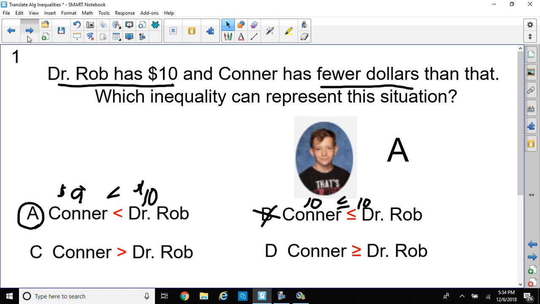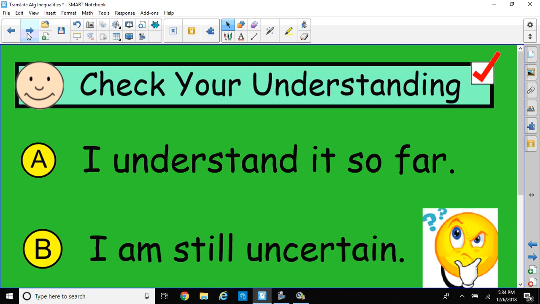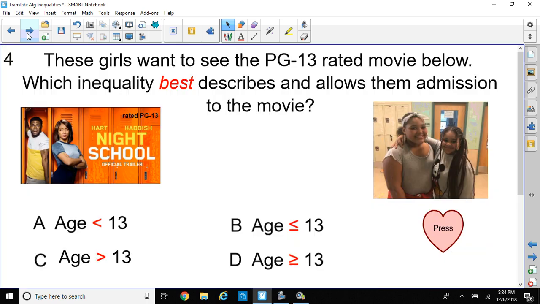Here's a question for you to try about Mia reading a book. How many pages did she read on Friday? Hi, Mia. Check your understanding. If you don't understand what's going on, rewatch the video. We're going to do some more. So write down your questions and bring them in. So let's do some more.